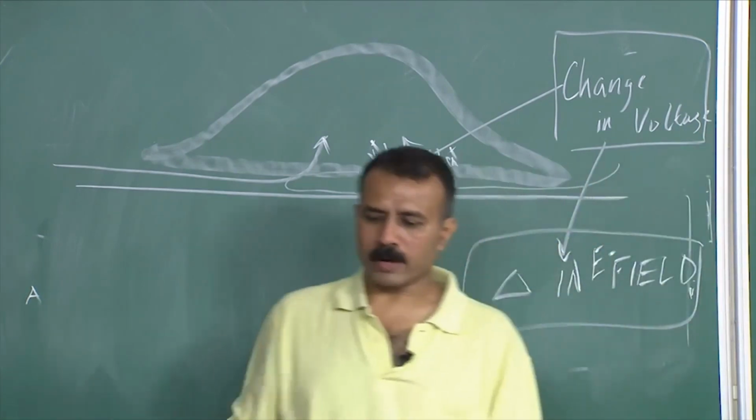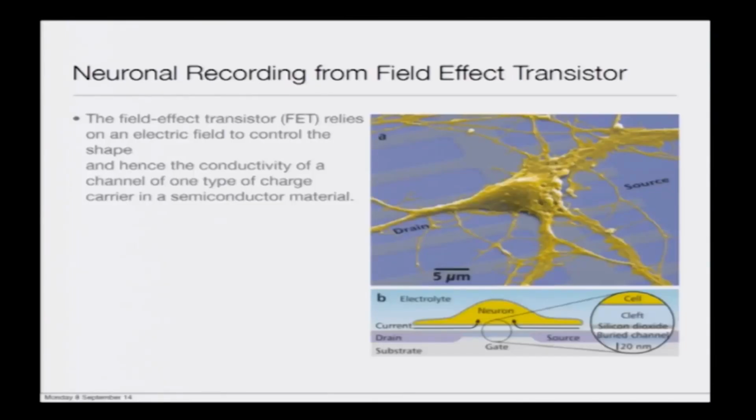Now, coming back, our field effect transistors, read that on your left hand side. The field effect transistor, FET, relies on an electric field to control the shape and hence the conductivity of a channel of one type of charge carrier in a semiconductor material. Now, you see how the gate voltage could change, because depending on the opening and closing of the gate, it will decide how much current from the source to the drain will flow.